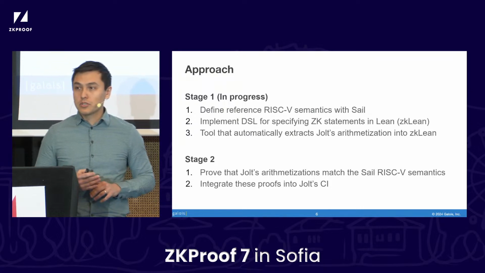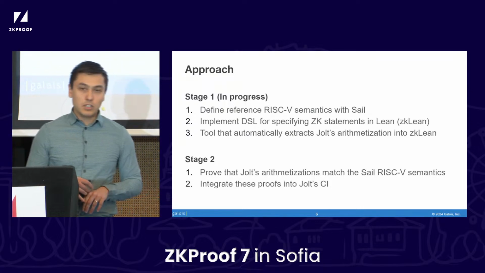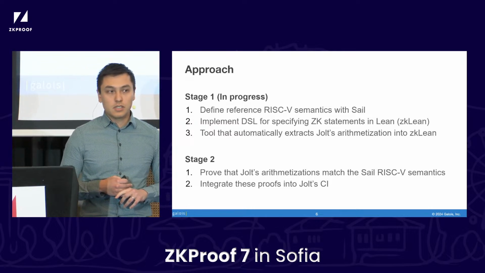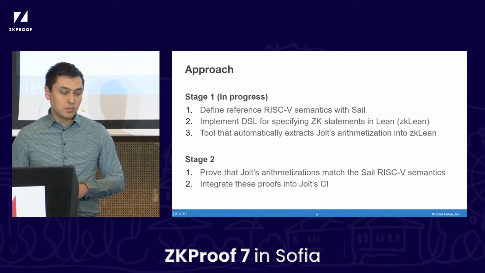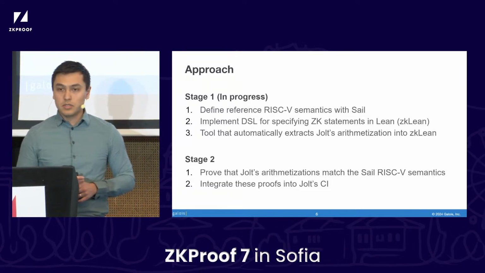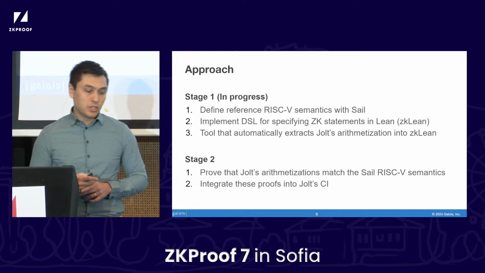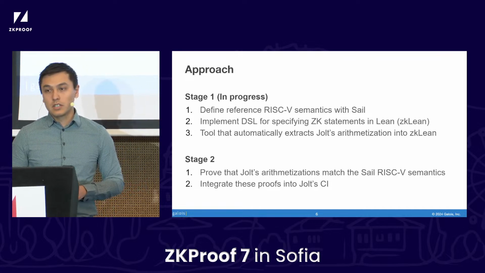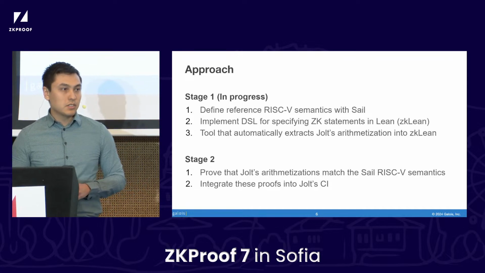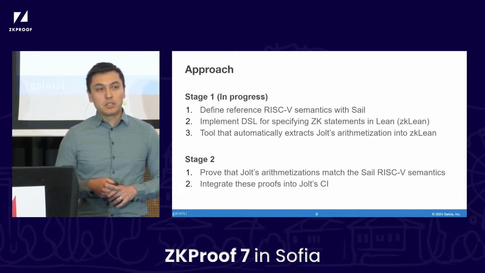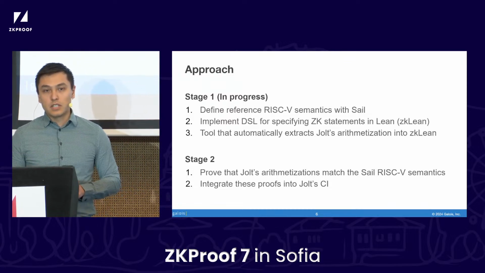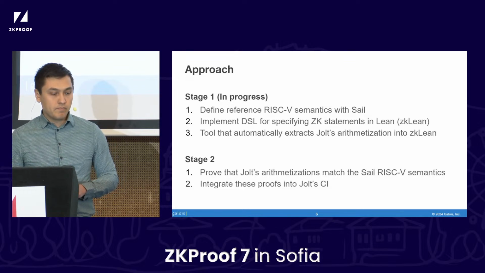So this is the general approach that we're taking. We're currently in stage 1, which is in progress. The first thing we're doing is defining a reference RISC-V semantics. We're using a tool called Sail for this. The next thing we're doing is implementing a DSL in Lean for representing zk circuits. We call this library zkLean. And then the third thing we're doing is implementing a tool to automatically extract the circuits from Jolt, and then we're representing them in zkLean, so then we can prove properties about them.